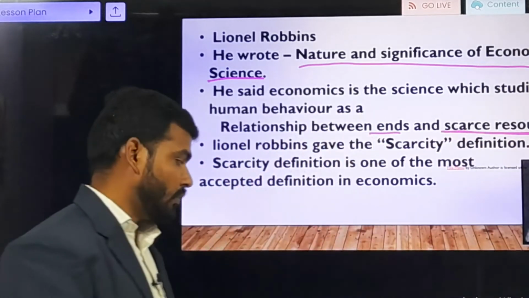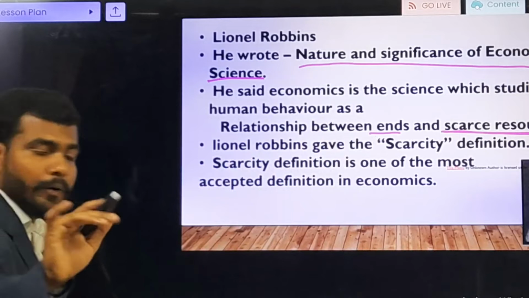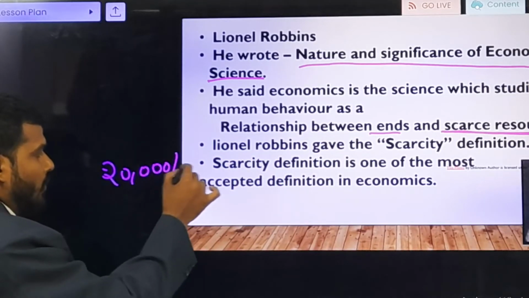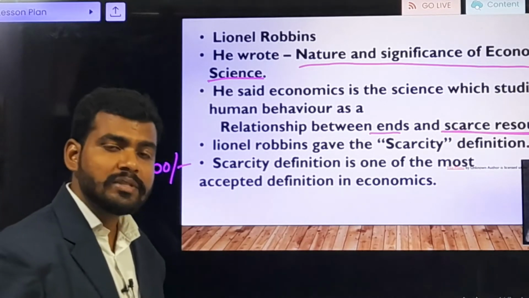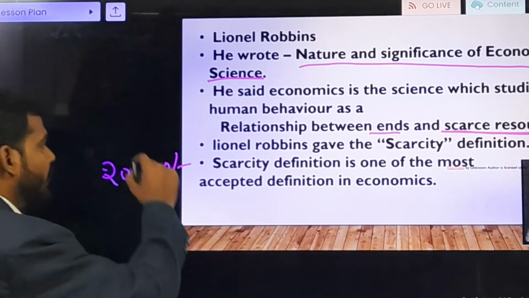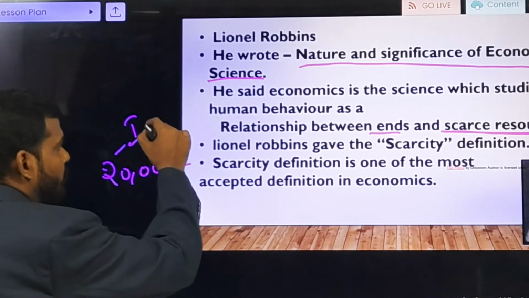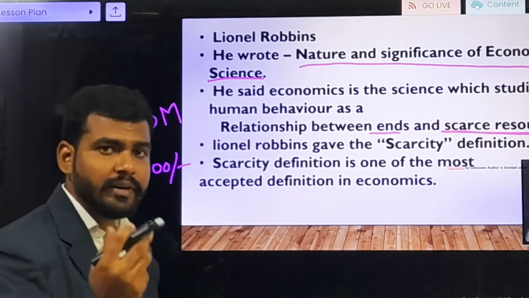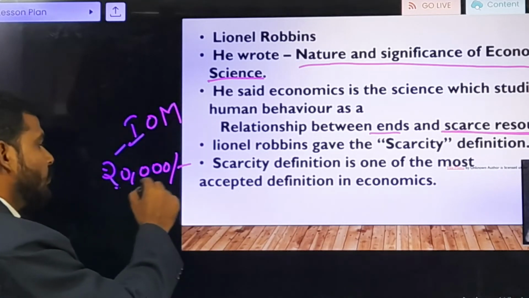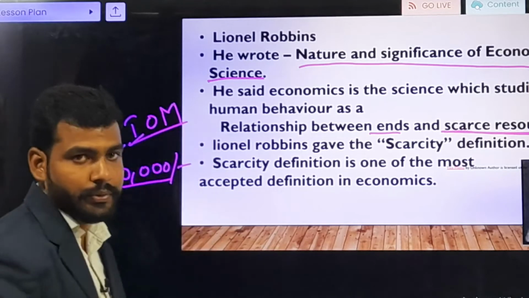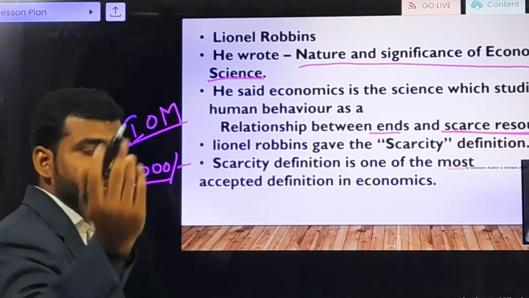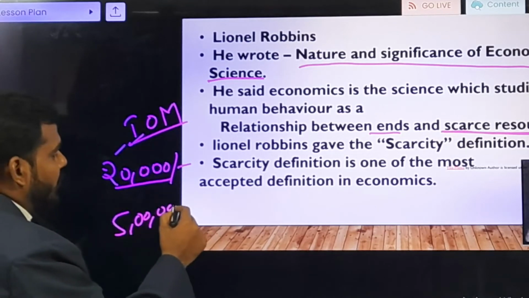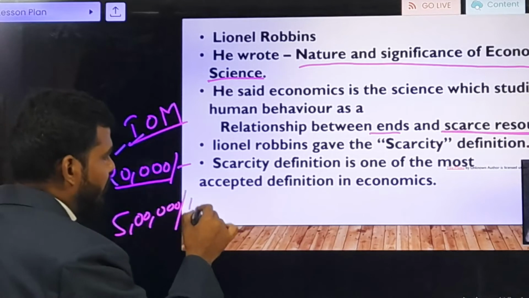I will give you an example now. Let us say that you have around 20,000 rupees. By using only that 20,000 rupees, you joined an institute, let us say IOM. And some other person has 5 lakh rupees, and he went to Delhi for UPSC coaching.